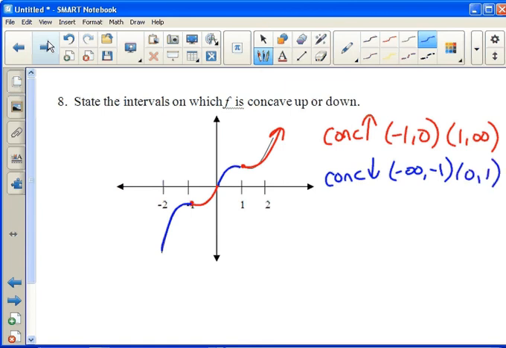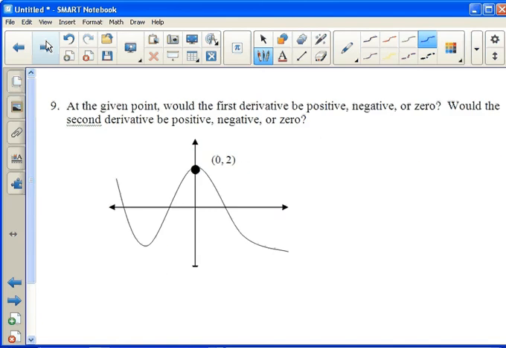Okay, let's talk first about the first derivative. The first derivative tells you about increasing and decreasing. It tells you about maximums and minimums. But ultimately what it comes down to is slope. The first derivative is about slope. So what is the slope right here at this point? Well, hopefully that's clear to you now.